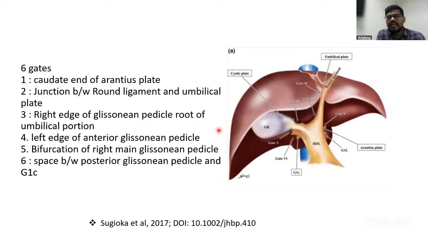So there are 6 gates. The first gate is at the Arantius ligament. The second gate is at the insertion of the round ligament, and the third gate is at the right edge of the Glissonian pedicle, and the fourth is at the left edge of the anterior Glissonian pedicle. Anterior to the Rouviere sulcus is the 5th gate, and posterior to the Rouviere sulcus is the 6th gate.